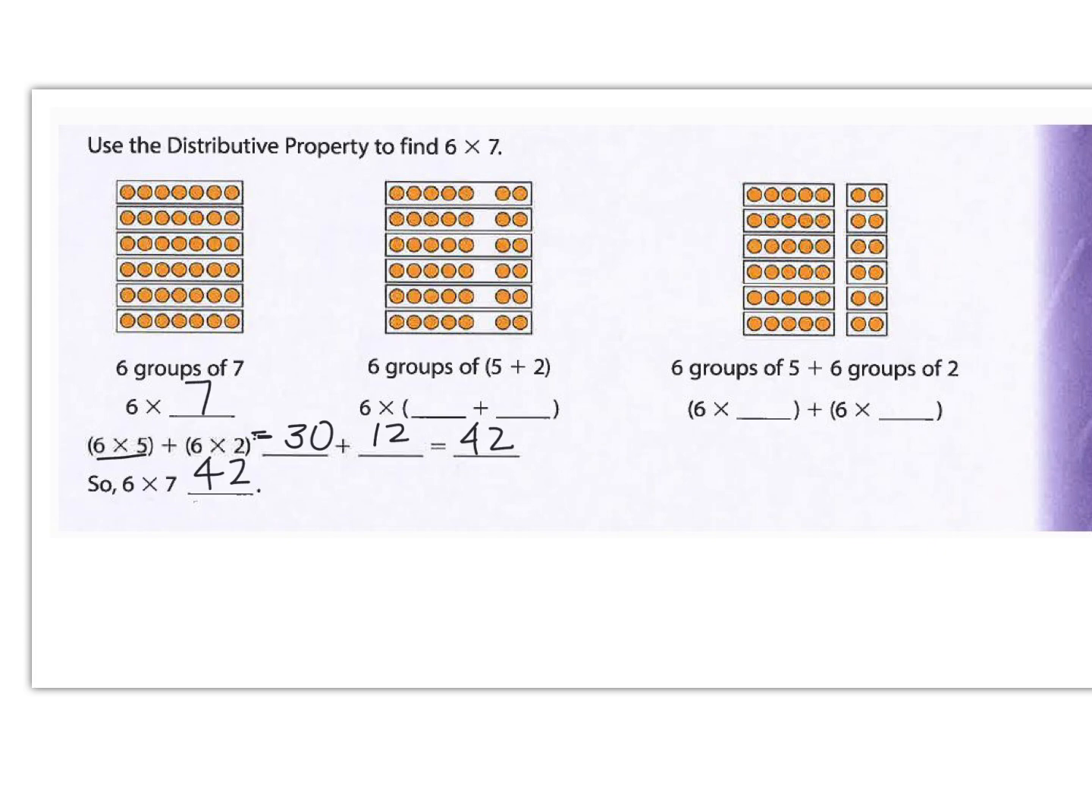So now you have 6 groups of 5 plus 2. So here, because when we put it like this, you have 6 groups of 5, and then here's the other 2. So that's the same, 5 plus 2 equals 7. So then you could also do 6 groups of 5, so that would be 6 times 5, plus 6 groups of 2, 6 times 2, so that's 30, plus 12 equals 42.